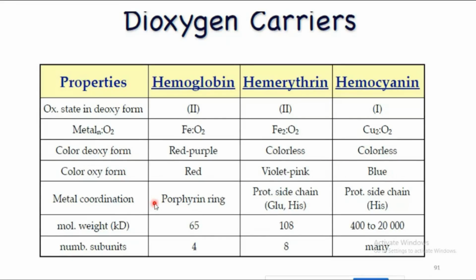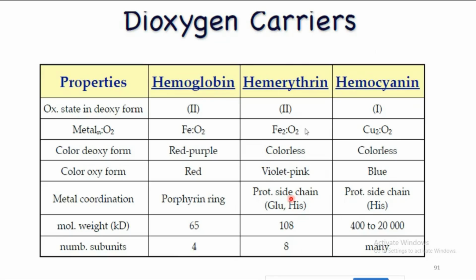If you look at the coordination environment, the geometry is constituted mainly by the porphyrin ring in the case of hemoglobin, whereas here the protein side chains from glutamic acid as well as histidine imidazole nitrogen constitute the geometry around the metal center. Here also you can see the carboxylate; in hemocyanin only histidine imidazole nitrogens make the coordination geometry. The molecular weight and number of subunits we have already seen.